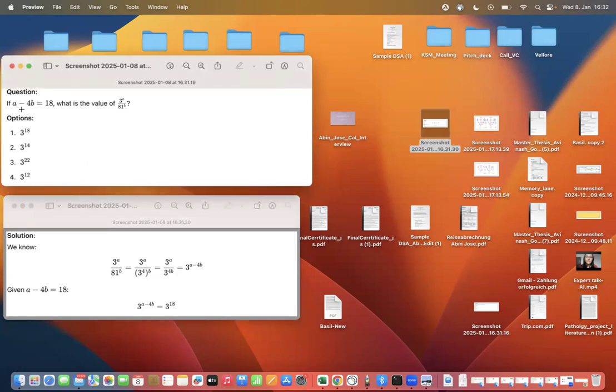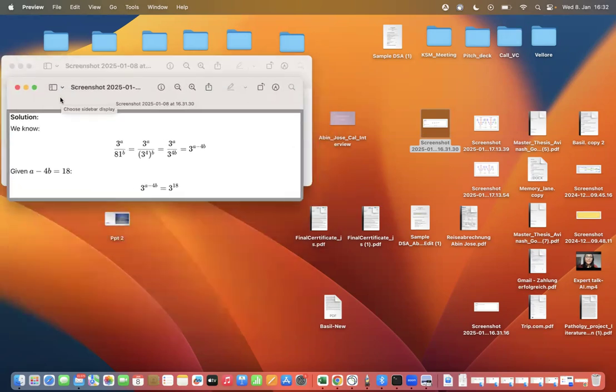Today we are presenting another problem from SAT 2024. The question here is: if a minus 4b is equal to 18, what is the value of 3 to the power of a divided by 81 to the power of b? The options are 3 to the power of 18, 3 to the power of 14, 3 to the power of 22, 3 to the power of 12. So yeah, this is quite straightforward.